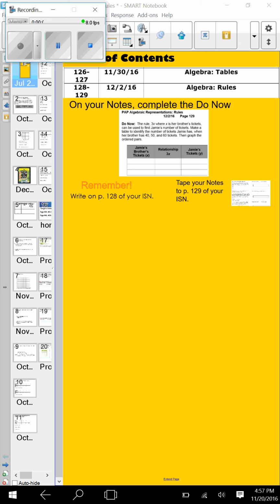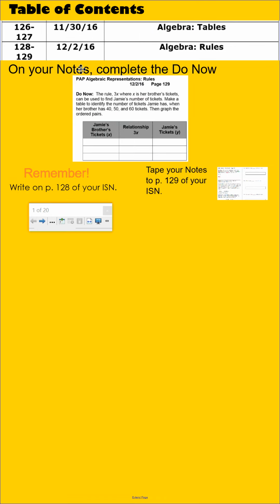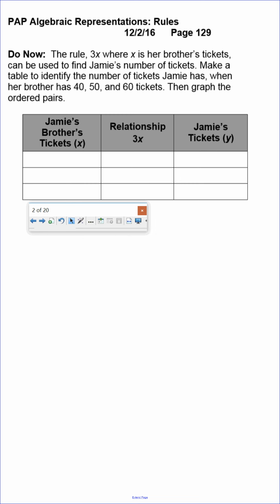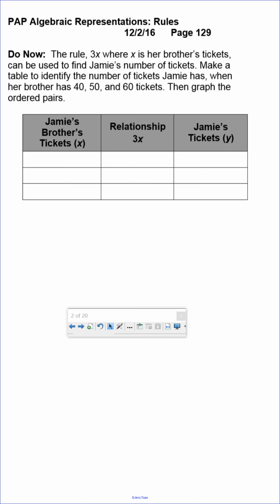So this video is over algebra representation, focusing on the algebraic rules. So let's expand this. The rule 3x, where x is her brother's tickets, can be used to find Jamie's number of tickets. Make a table to identify the number of tickets Jamie has when her brother has 40, 50, and 60 tickets. Then graph the ordered pairs.